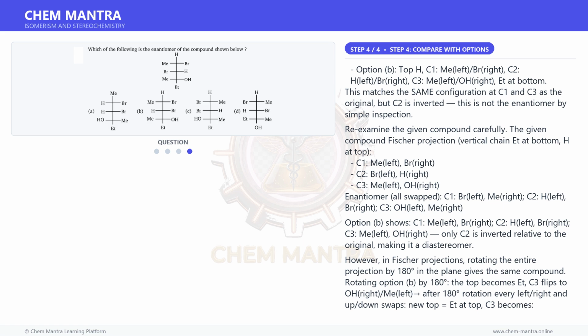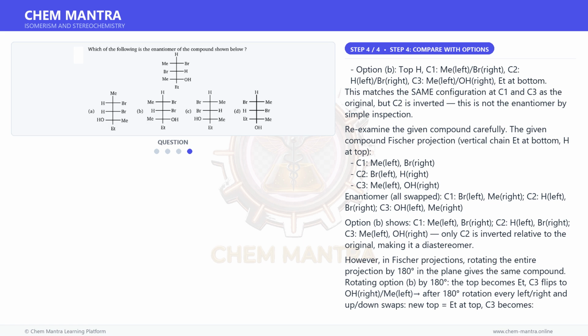New top is equal to it at top. C3 becomes Me right, left after 180 degrees. Actually, a 180 degrees rotation of a Fischer projection swaps all left and right, and top and bottom simultaneously, giving an equivalent representation.